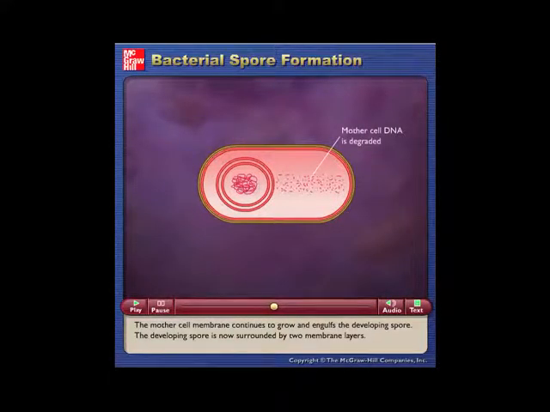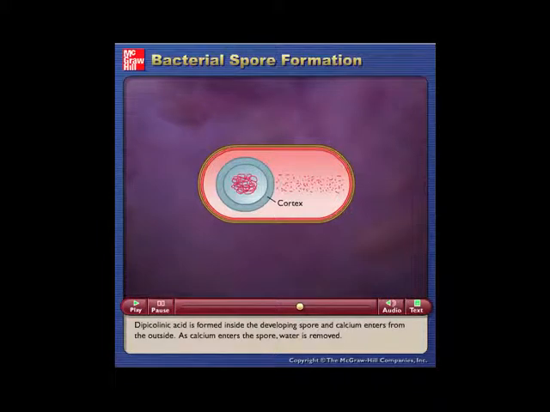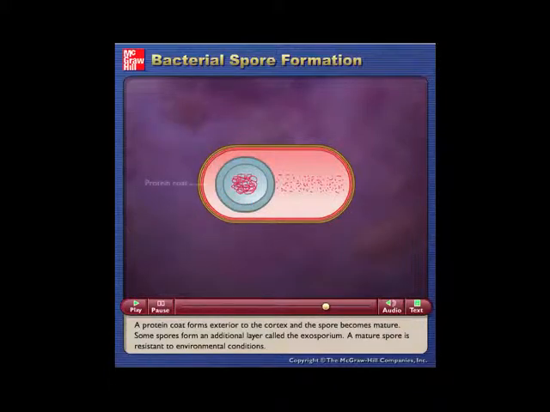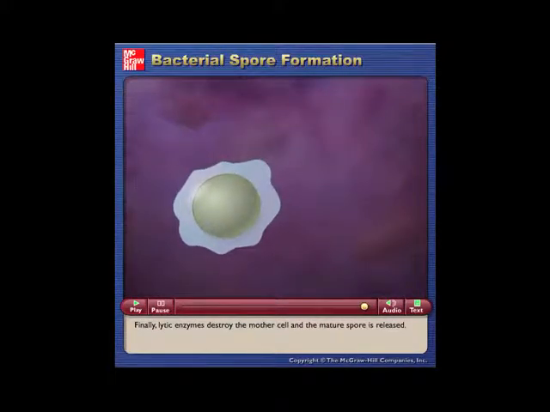The developing spore is now surrounded by two membrane layers. Next, peptidoglycan is laid down between the two membranes of the developing spore to form the cortex. Dipicolinic acid is formed inside the developing spore, and calcium enters from the outside. As calcium enters the spore, water is removed. A protein coat forms exterior to the cortex, and the spore becomes mature. Some spores form an additional layer called the exosporium. A mature spore is resistant to environmental conditions. Finally, lytic enzymes destroy the mother cell, and the mature spore is released.